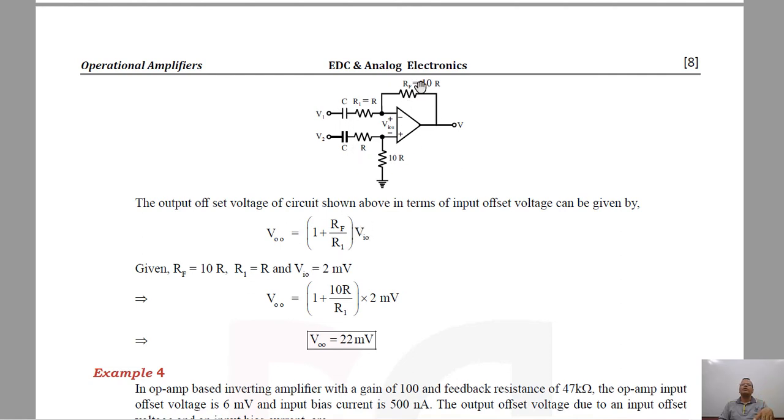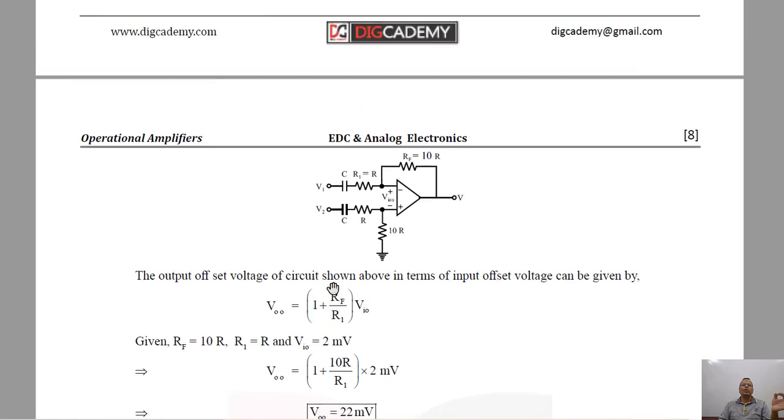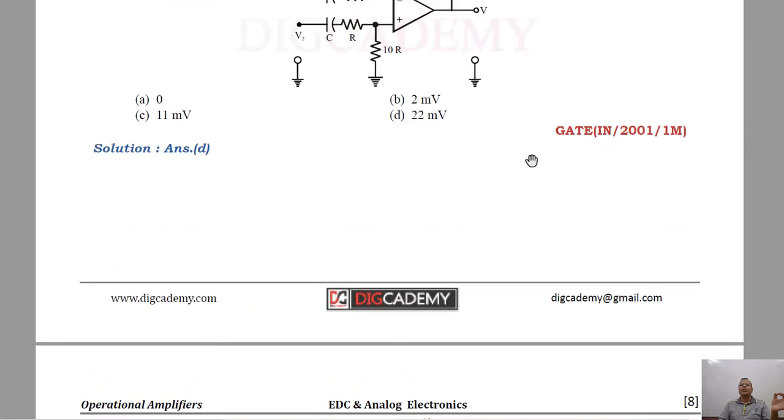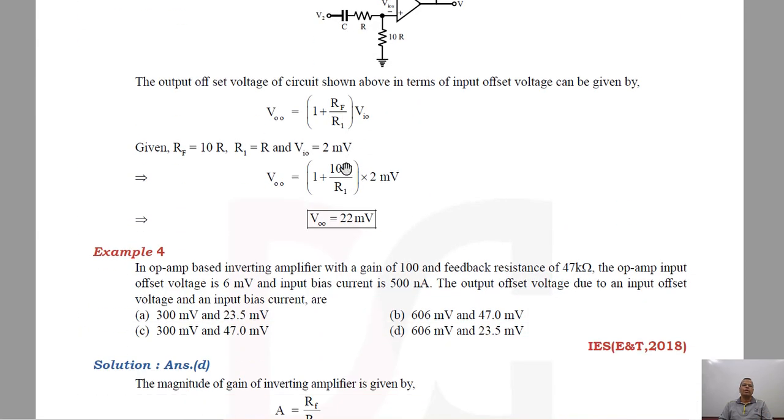So irrespective of the combination, irrespective of the configuration of the amplifier, it is always RF by R1, where RF is the resistance connected in the feedback path and R1 is this resistance. So we have the output offset voltage given by this expression. Again it's simple. RF is 10R here, R1 is R, so I can find the output offset voltage, and you can see that the question was again in instrumentation.